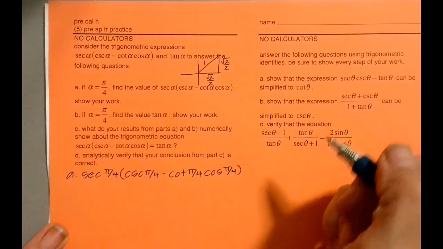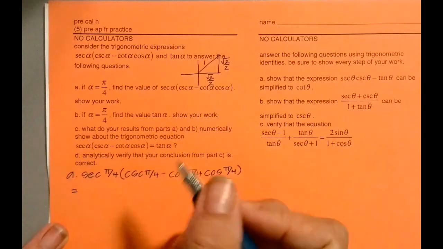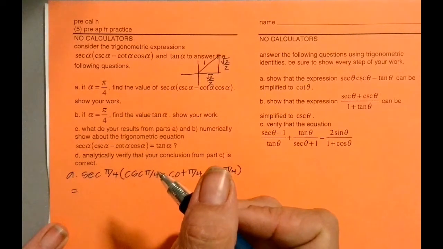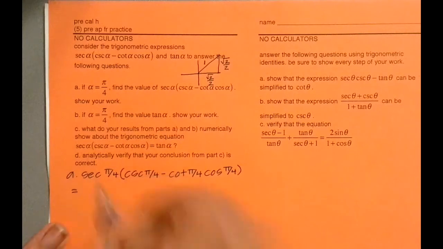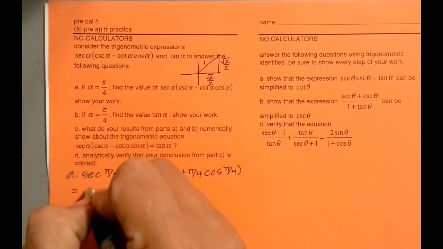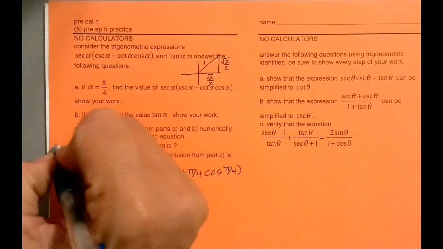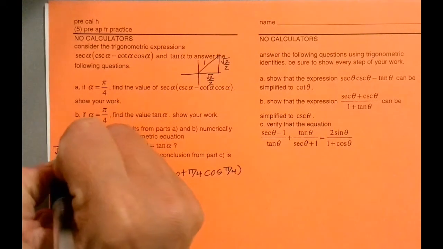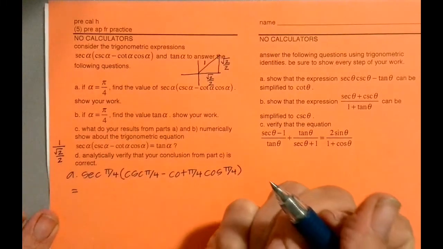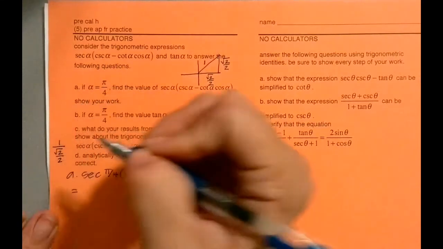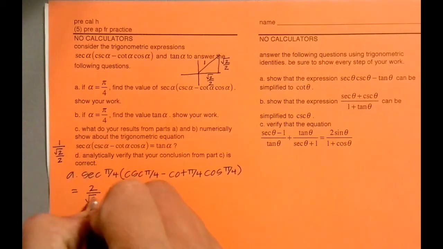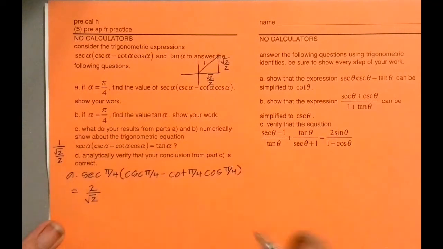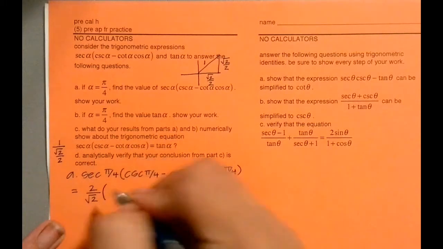And secant pi over 4 is going to be what you get when you do cosine and then the reciprocal. So it's going to be r over x. So that is 1 over root 2 over 2. And then when I copy that flip, I get 2 over root 2. And we could rationalize this right now, but we're going to be multiplying, so I'm not going to do that.